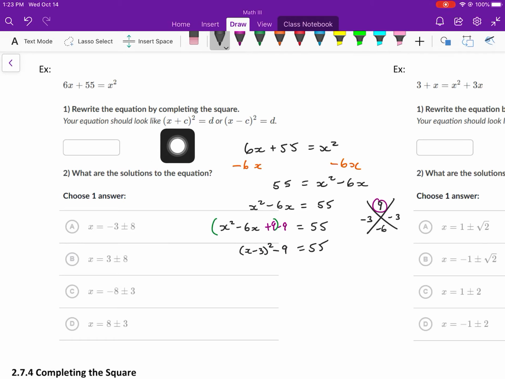And they want it in this form, just like that last example. So I'll add the 9 over to the other side. So there's our first answer. x minus 3 squared equals 64.